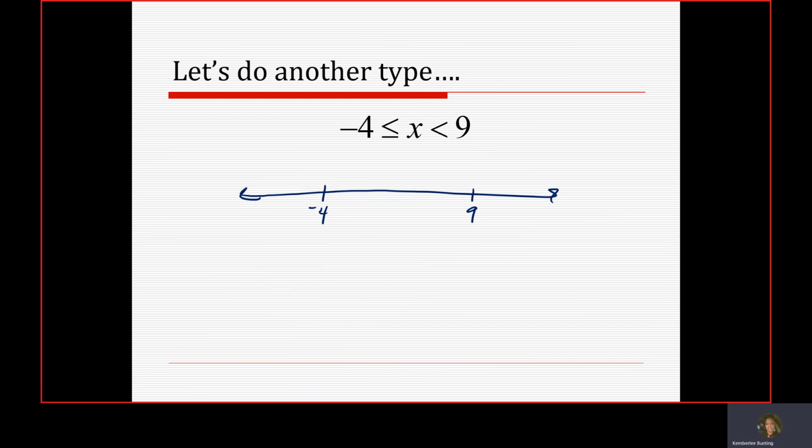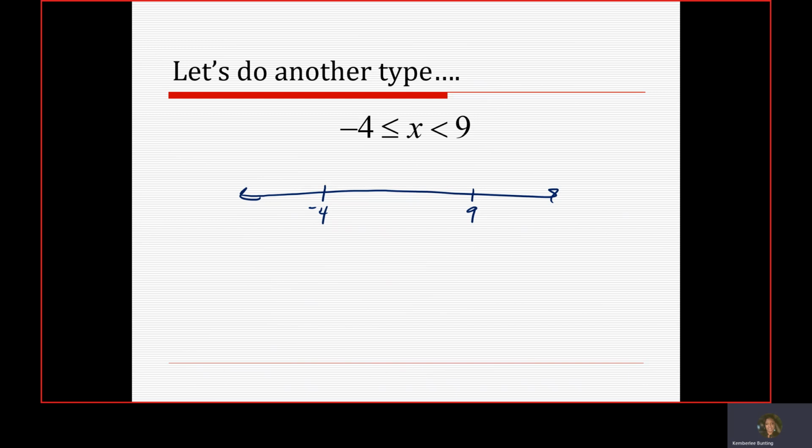Naturally, the smaller number would come first, wouldn't it? Okay? Now, look at the inequality itself. Would -4 have an open circle or a closed circle on the point? It would be closed. Why? Because it has a line underneath.